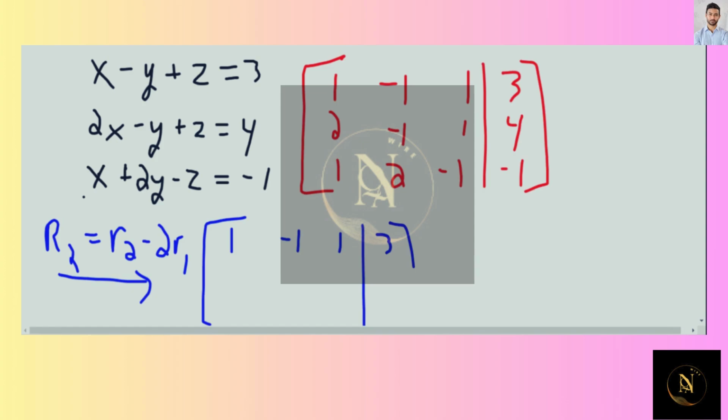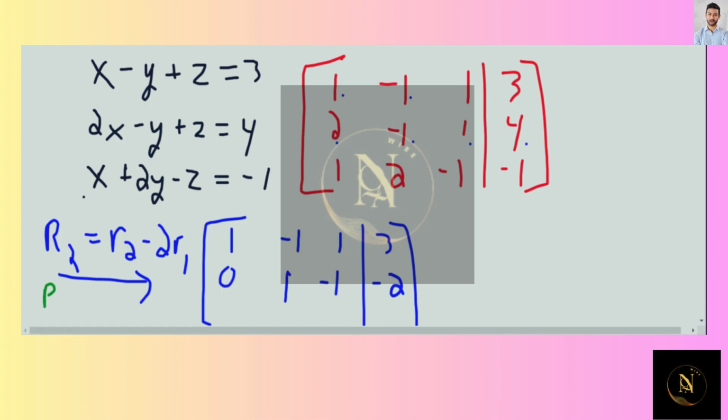Then row 2: I take 2 minus 2, and that's 0. I take negative 1 minus negative 2, and that gives me 1. I'm taking the second row minus that first row. I take 1 minus 2, and that'd be negative 1. 4 minus 6 would be negative 2. Again, I took that second row and subtracted off twice the first row.